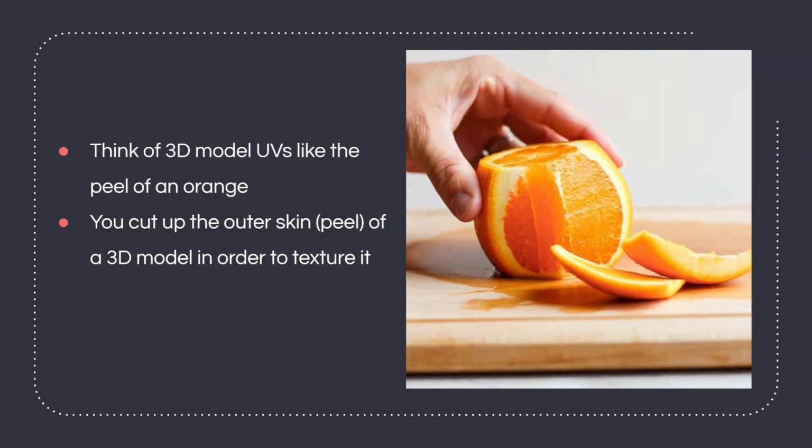So I know I'm talking about this a lot, but it is a little hard to picture when you first get into it, so I think it's important to give you a lot of visuals. Think of 3D model UVs like the peel of an orange. You can cut up the outer skin or peel of the 3D model, flatten it out, texture it, and then wrap it back up around the object.